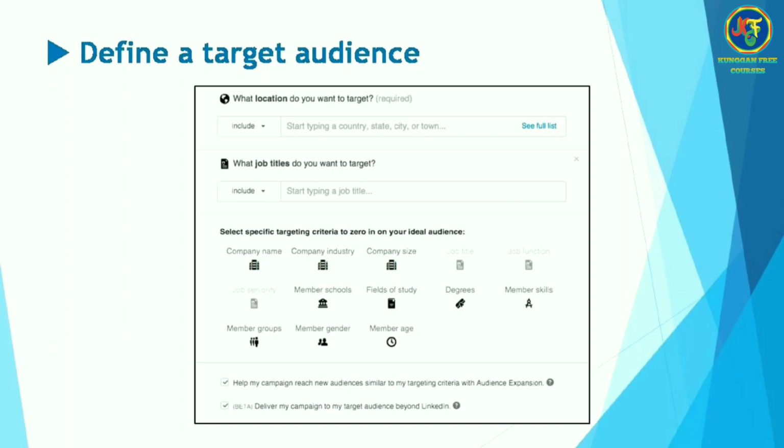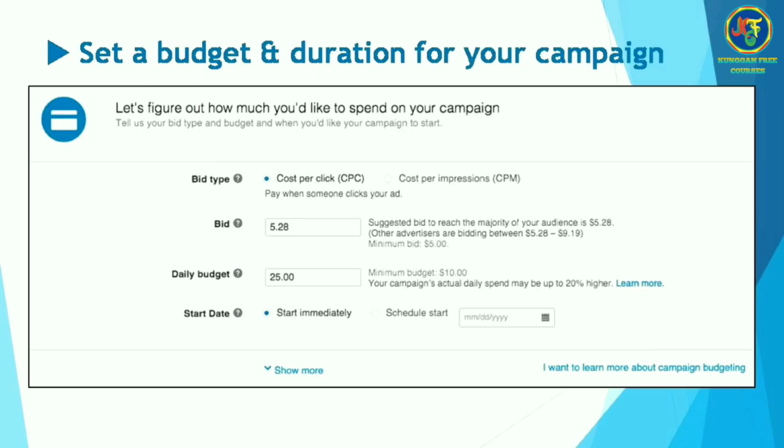Moving on, you'll be prompted to customize the target audience and location of your preference. You need to determine whom you want your content to reach. LinkedIn Campaign Manager enables you to choose from a number of targeting criteria such as location, job title, company name, member age, etc. Then lastly, you have to set a budget and duration for your campaign.